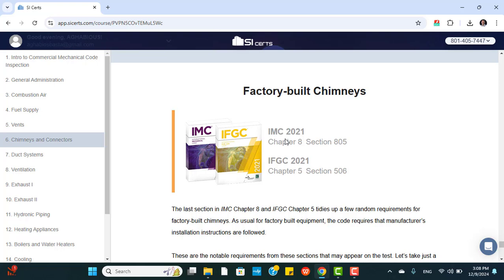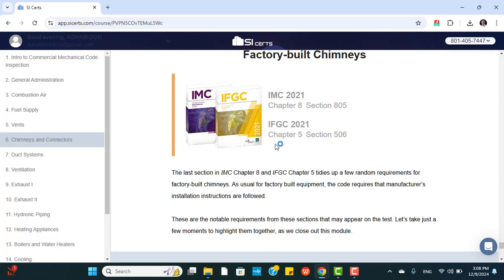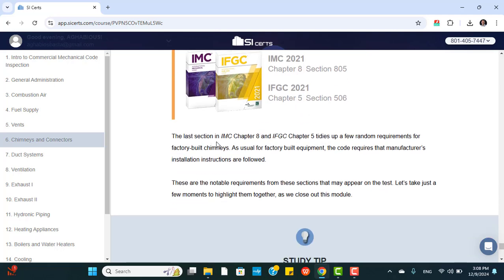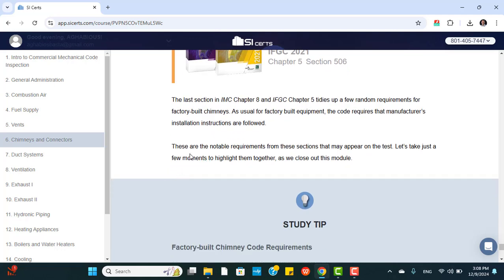Factory built chimney in International Mechanical Code 2021 Chapter 8 Section 805, International Fuel Gas Code 2021 Chapter 5 Section 506. The last section in International Mechanical Code Chapter 8 and International Fuel Gas Code Chapter 5 tees up a few random requirements for factory-built chimneys. As usual for factory-built equipment, the code requires the manufacturer installation instructions to be followed. These are the notable requirements from those sections that may appear on the test. Let's take a few moments to highlight them together as we close out this module.